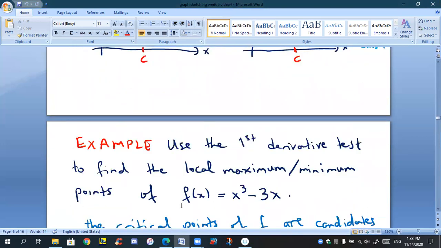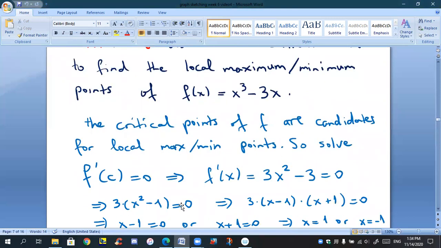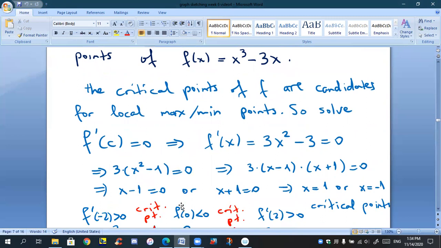Here is an example. Use the first derivative test to find the local maximum and minimum points of the function x cubed minus 3x. Okay, first we need to find the critical points. Well, it's a polynomial, so we can only have f prime equals 0 kind of critical points, because f prime will always be another polynomial, and polynomials exist at every point. So f prime of c can be 0 for a critical point, and that gives the equation 3x squared minus 3 equals 0. And then we factor that, it gives 3 times x minus 1 times x plus 1, and it gives x equals 1 or x equals minus 1.